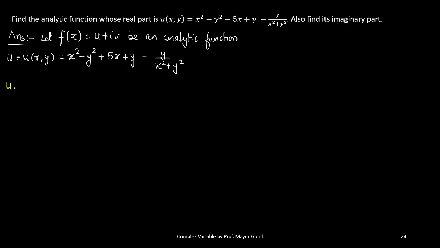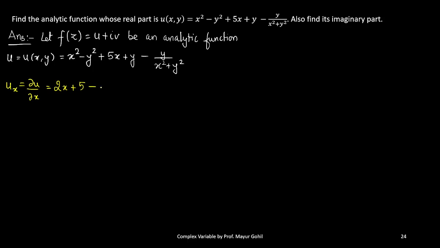So u suffix x, that is ∂u/∂x. While calculating the derivative, for the first term it is 2x, for the second one it is 0, the third one it is going to be 5, and for the fourth term the y is going to be 0. Now comes the thing, we have to do the partial derivative of the fraction. We may do the u by v rule, or even the product rule. It is okay. I'm going to do the u by v rule.